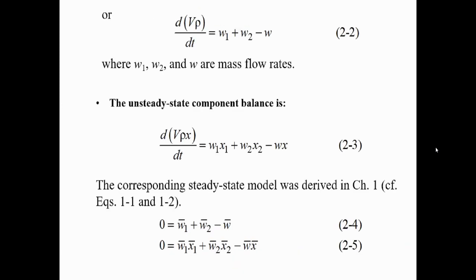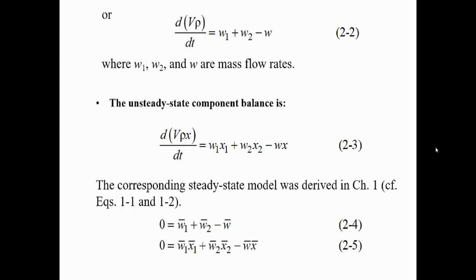So from here we have the mathematical equations: d(V rho)/dt equals w1 plus w2 minus w. In other words, w equals w1 plus w2 in our standard equations, but here, because we are talking about a process, we are talking about the change with regard to time: d(V rho)/dt equals w1 plus w2 minus w. So w1, w2, and w are mass flow rates.